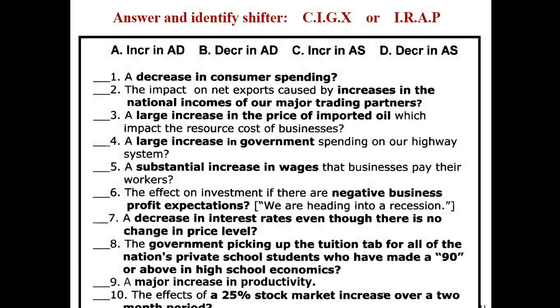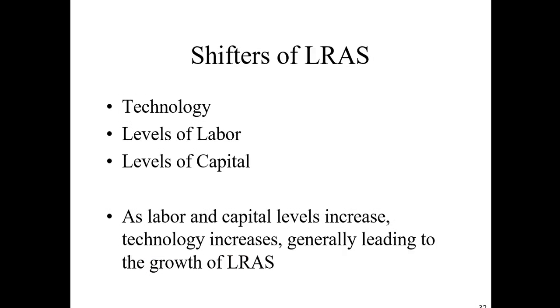So some practice here with identifying the shifters of each one. And I'll let you work through this as you want. You can pause the video and make sure you understand which shifter goes with which line, aggregate demand or aggregate supply, and then which direction it's going to go for an increase or a decrease. So I'll let you work through that. And then here are your answers to each of those. And again, you can pause the video and consider how that matched up with yours.